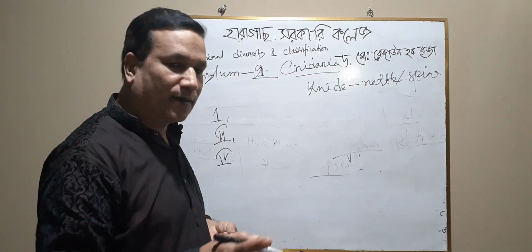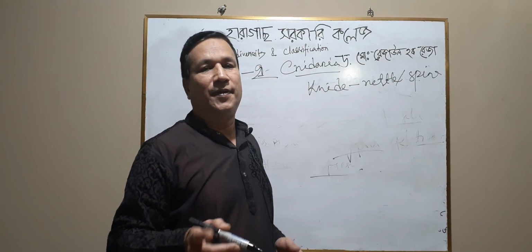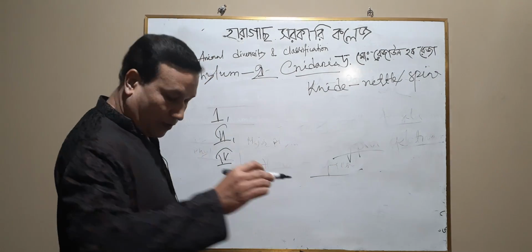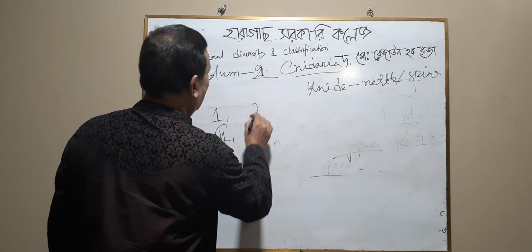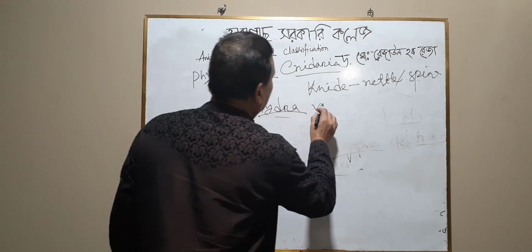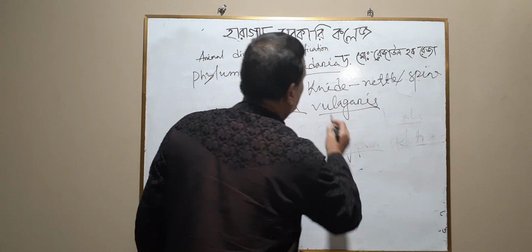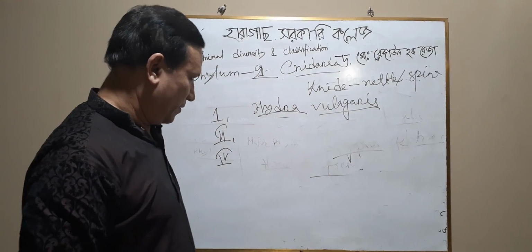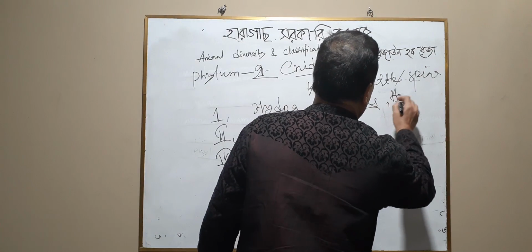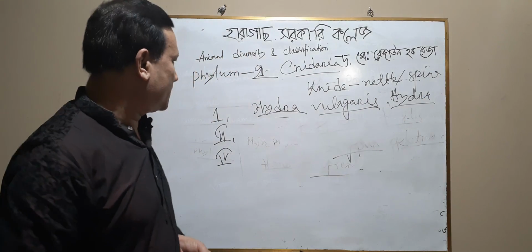Number 4, the circulatory and respiratory system is absent. Number 5, digestion is both extracellular and intracellular. For example, Hydra vulgaris. It is a common animal and you all know Hydra. Aurelia aurita, jellyfish.